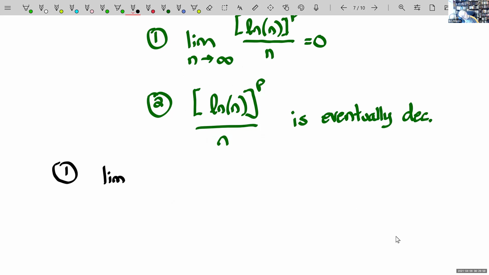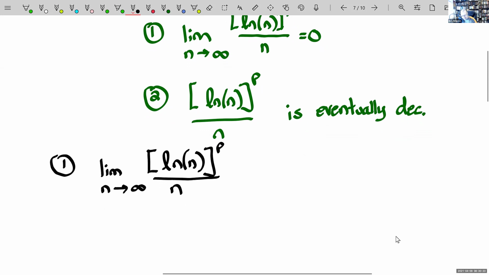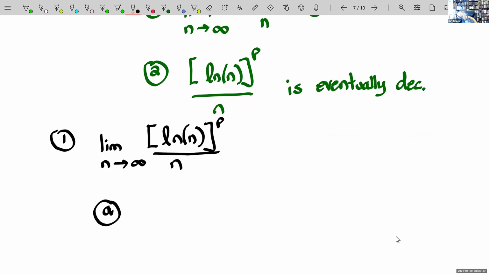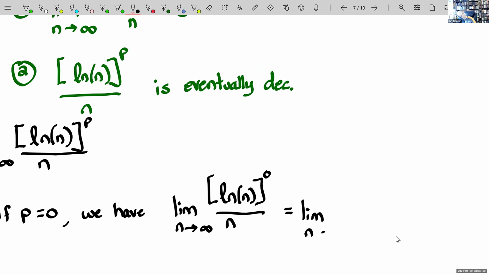So we'll take the limit as n tends to infinity of the natural log of n raised to the p power over n. Now, we'll start with if p is 0. If p is 0, actually, that's fine. So condition A, if p is equal to 0, we have the following: limit as n tends to infinity of the natural log of n to the 0th power, because any non-zero thing to the 0th power is going to be 1, over n, and that will be 0. So that would work if p is 0.